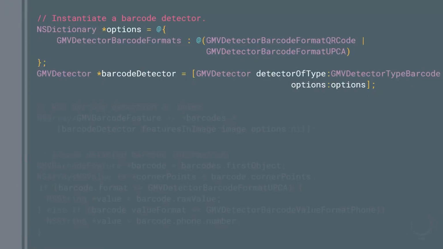Okay, this is what it looks like on static image use cases for iOS. Very similar to our Android API. You want to instantiate a barcode detector using a factory method on GMV detector. Specify you want a barcode.